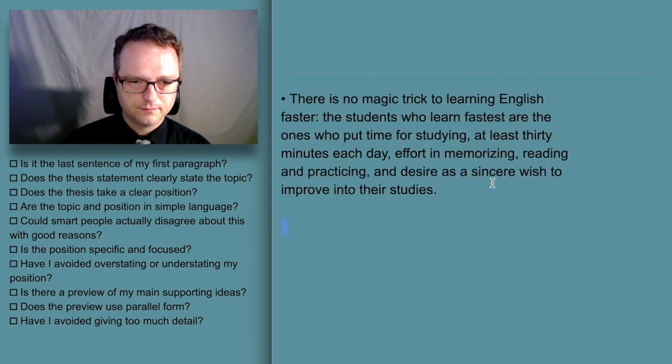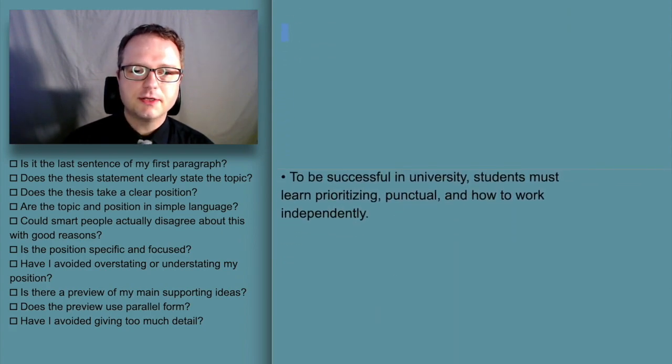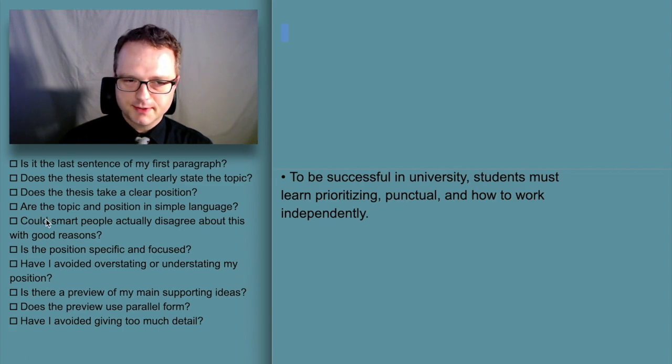Okay, next one. To be successful in university, students must learn prioritizing, punctual, and how to work independently. This one states the topic clearly, success in university. It has a clear position. The topic and position are in simple language. Could smart people disagree? Smart people might disagree about the 3 specific things that are mentioned. Is it specific and focused? Yes, it is. Have I avoided overstating or understating? I don't think that's a problem here.